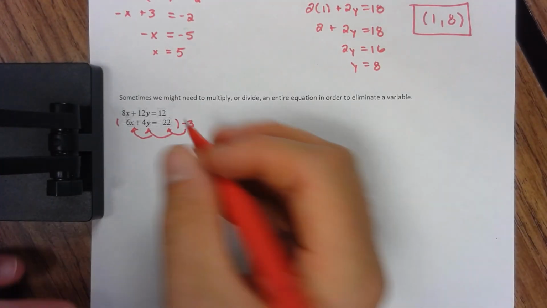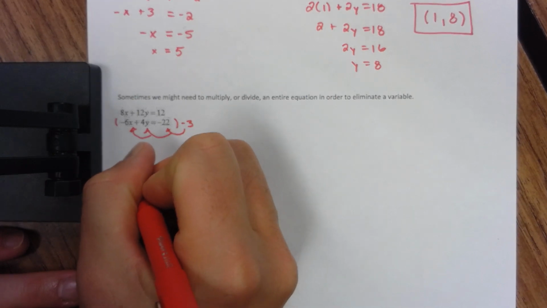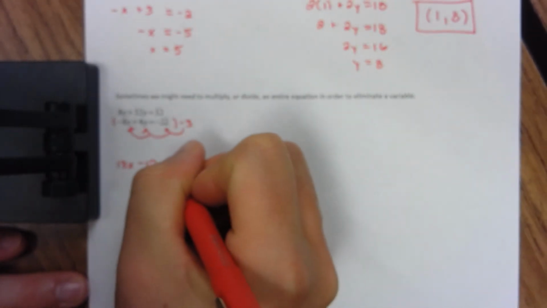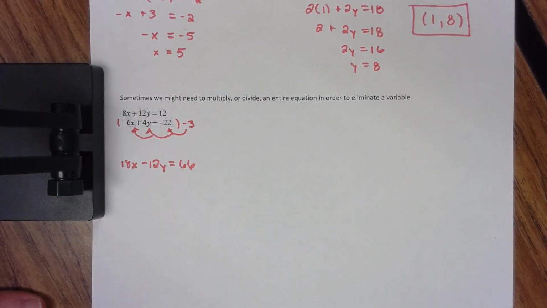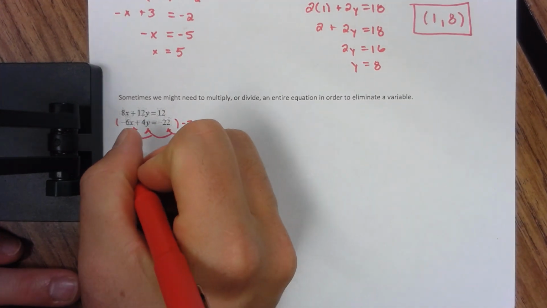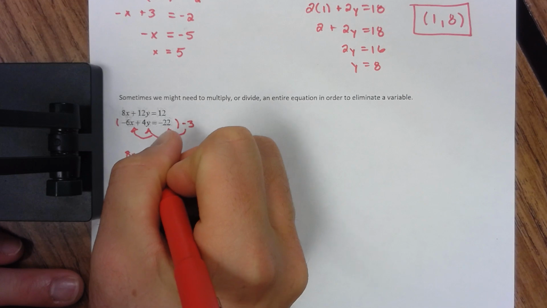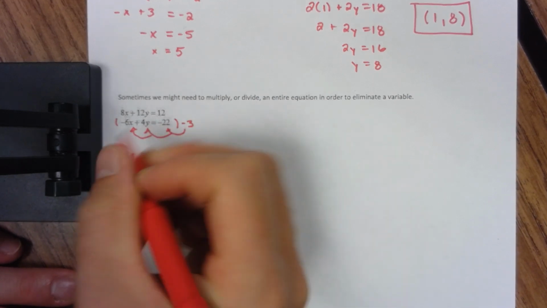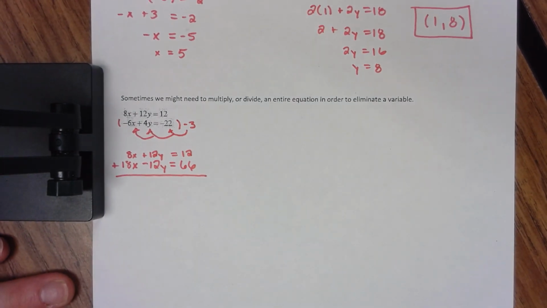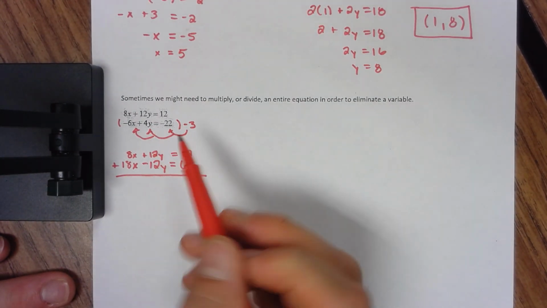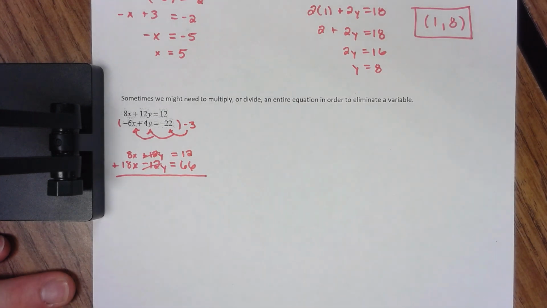After multiplying by -3, I get 18x minus 12y equals 66. Just double checking all those signs: anytime we multiply by a negative, all those signs should change. Then this isn't necessary, but I'm going to rewrite the top equation so that the two equations I'm adding together are stacked right on top of one another. Again, the whole point of multiplying by -3 was to get this 12y and -12y to eliminate.